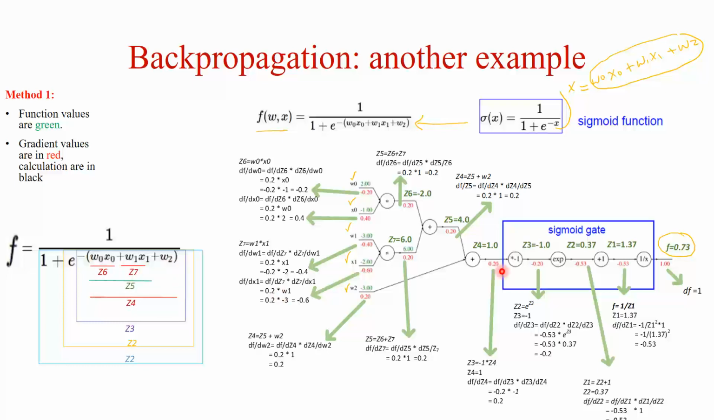Now, if you negate z4, you get z3. So the whole thing here is z3, a negative plus this expression. Now, if you raise z3 to the exponent e, then you get z2. So you can see here z2 is the result of z3 raised to the power of e. Then if you add plus 1, we get z1.